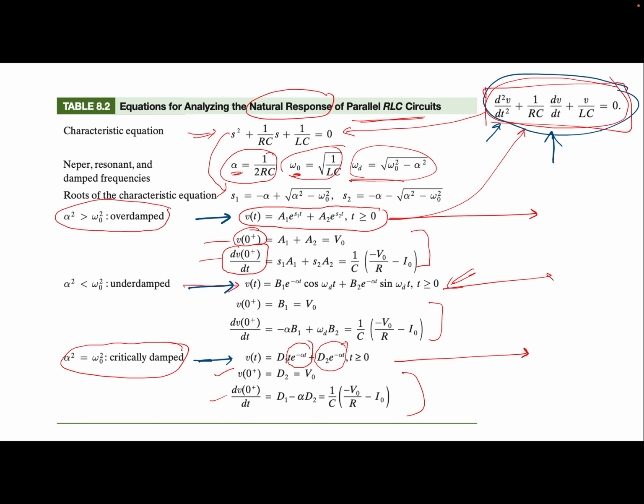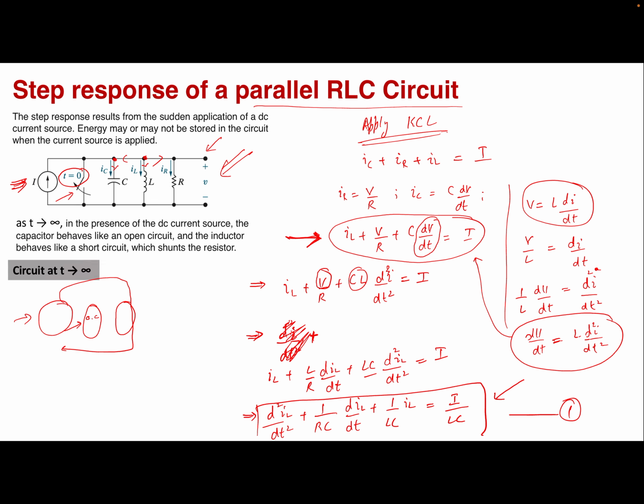So my solution for the response is going to have the same form, the same v of t's, plus the forcing function VF, which in this case is going to be 0. So that is why we don't get any constant terms. I'm going to show you in a second. And then the constants are going to be different. So that is why we have those prime constants.